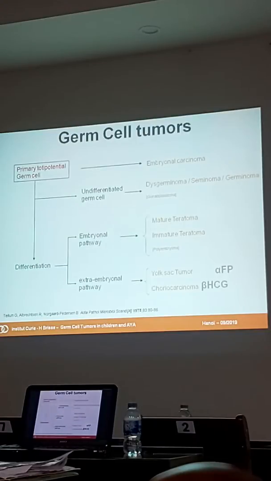Exactly, your remark is very important. So it is something very original. In these tumors, you can find different components. So in the same tumor, you can find mature teratoma, immature teratoma, secreting tumors, also this one. Sometimes you have 7 components, 3, 4, 5 components in the same tumor.